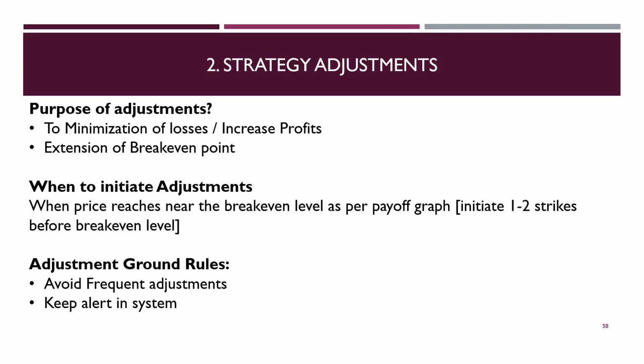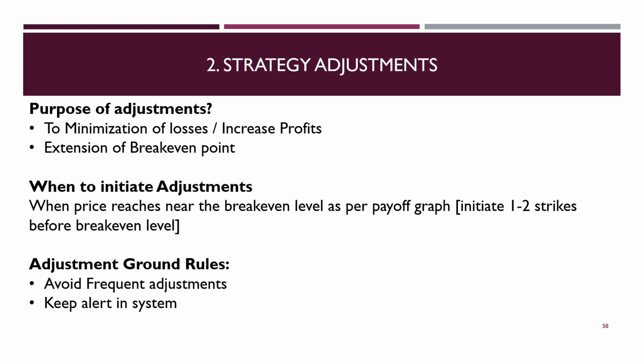Now we'll go to the actual adjustment part. Before understanding the adjustment, let's classify the reasons we do adjustment. There are two reasons. Number one is to minimize the losses or increase the profit. This adjustment we do to get some extra credit. Second is extension of the break-even point when either side break-even is tested.